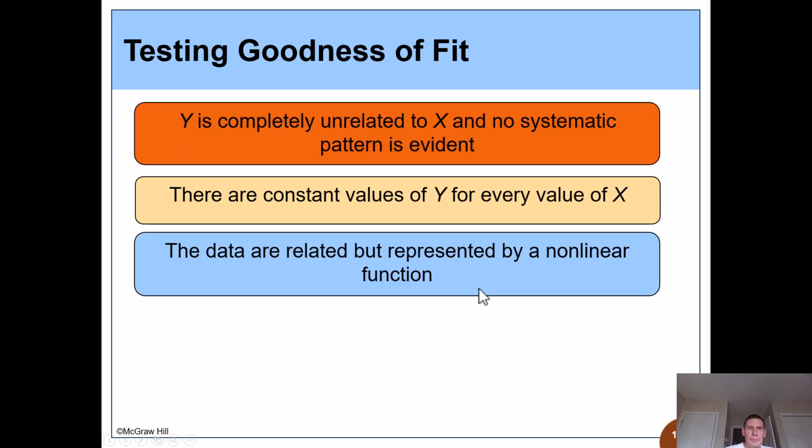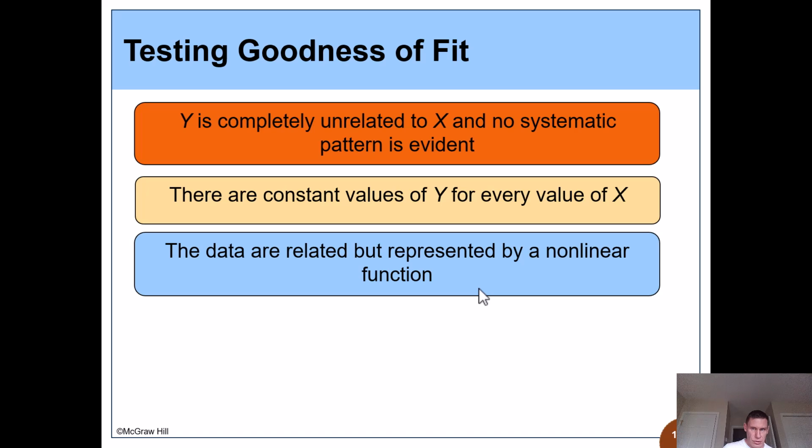So if you find something that might be significant but is very obscure, you would have to question the usefulness of that. And testing goodness of fit: Y is completely unrelated to X, and no systematic pattern is evident. You may commission a research study, and that may be the case. Or there are constant values of Y for every value of X.